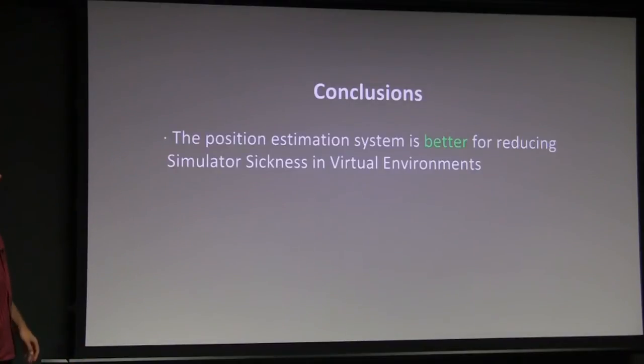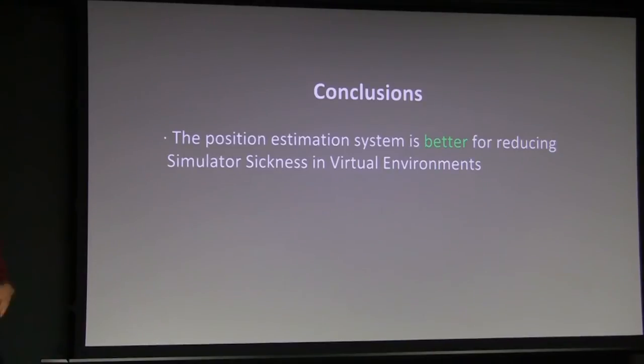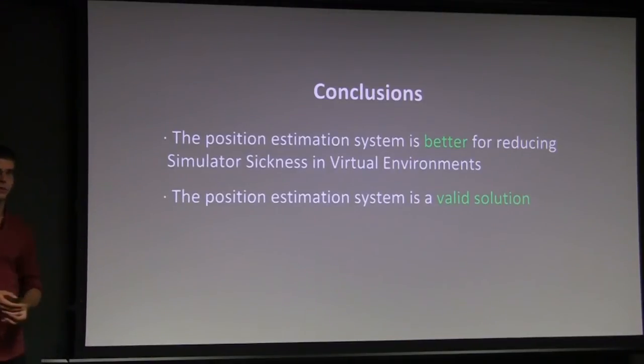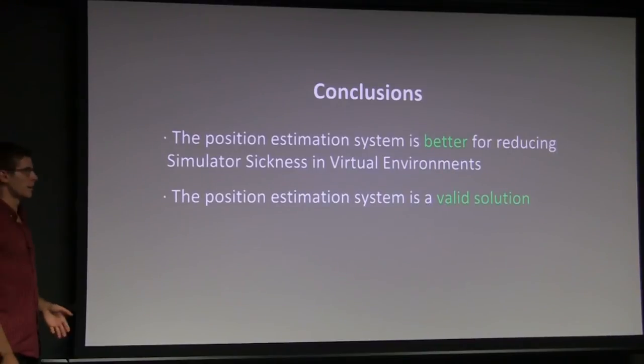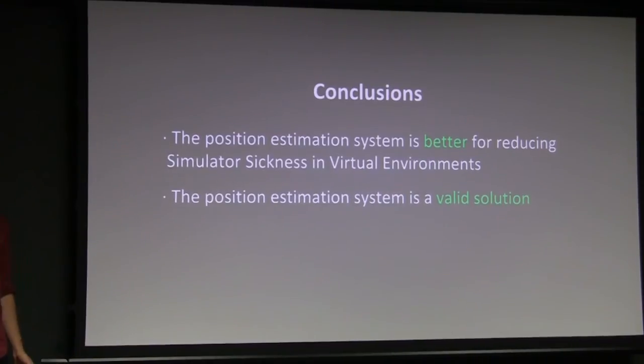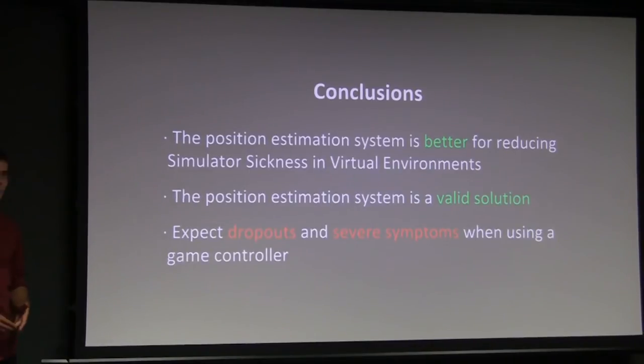So our conclusions are that the position estimation is better if you don't want to get users sick in the virtual environment. The thing is, obviously, this is a solution when you have a space and you have the possibility to do this. And it is a valid solution. You know, we didn't know how it was going to work on the people, so it was a good chance to try it with users. And this is another conclusion, that it's really important that if you want to do something with the Oculus Rift, be careful, because people might get really sick.